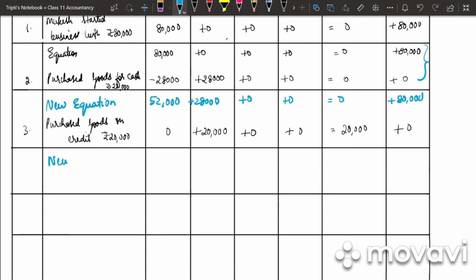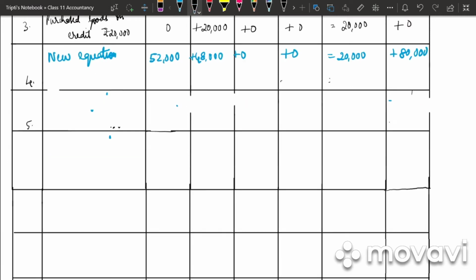So again, what is our new equation? 52,000, 48,000 plus 0 equal to 20,000 plus 80,000. Next, fourth, we have purchased furniture, rupees 6,000.